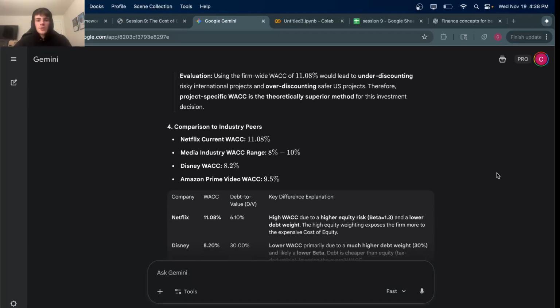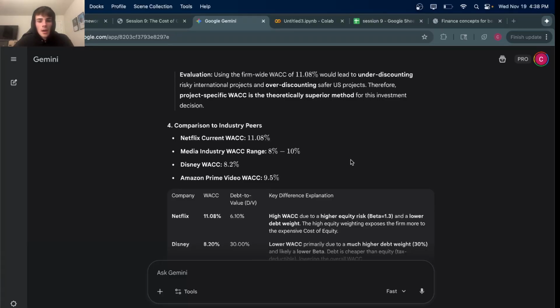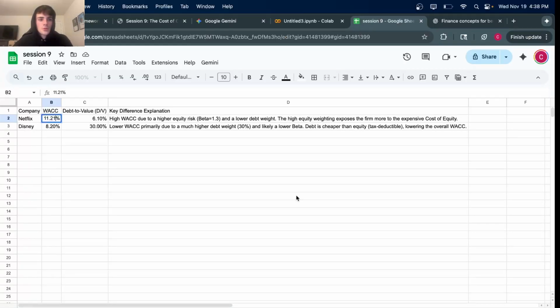And now we're comparing to industry peers, so Disney, and we have Amazon Prime. In this Google sheet, I compared both companies' weighted average cost of capital and their debt to value ratio. The key difference, we can see that Netflix's is 3.01% higher than Disney's. I think Netflix has a higher weighted average cost of capital due to higher equity risk. They have a beta, which basically tells you how risky a company is, of 1.3 and a lower debt weight.